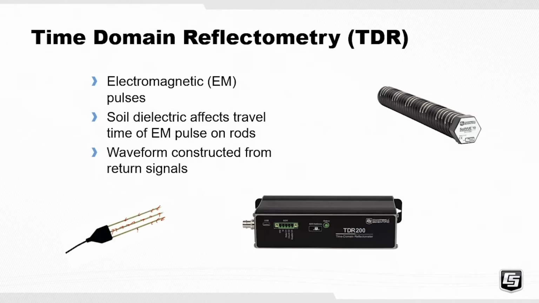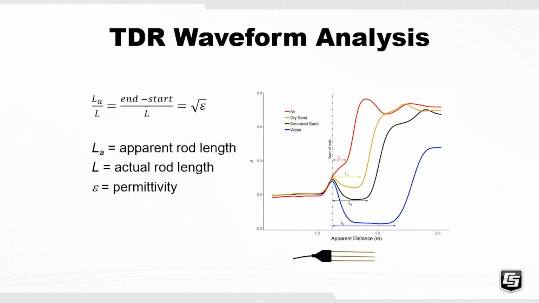Because, as we've talked about earlier, the change in water content of the soil has the biggest effect on the measured dielectric constant or dielectric permittivity, that has the biggest effect on the measured signal there. And then a waveform is constructed from the return signals. So the waveform analysis component of TDR comes after those signals have been reconstructed into waveforms similar to what you see on the right here.